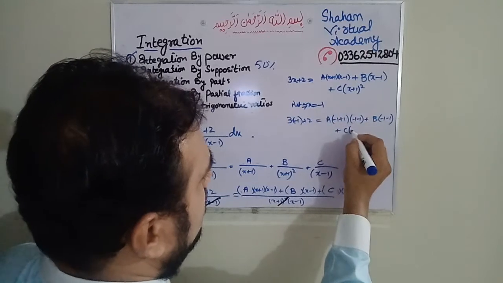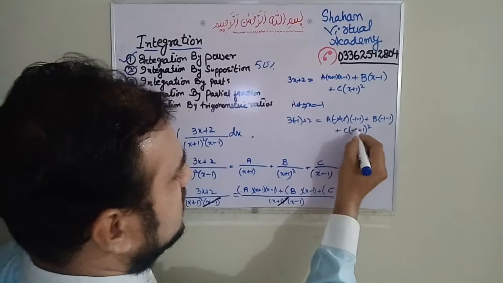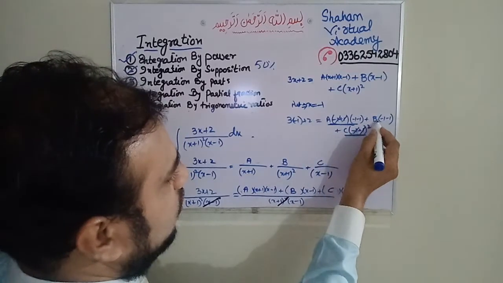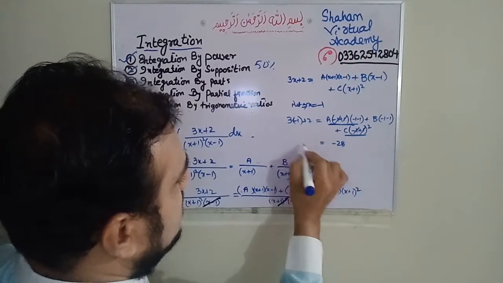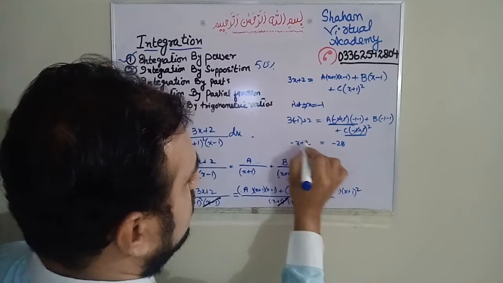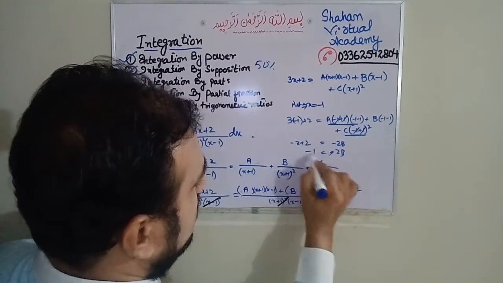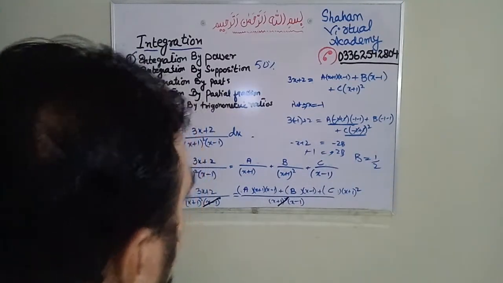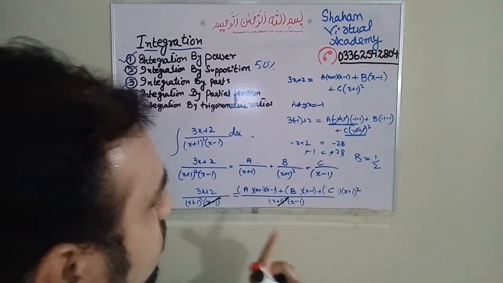c (minus 1 plus 1). With the help of this, we cancel out and the whole term becomes 0. So only minus 2b is left, while it's minus 3 plus 2, so it becomes minus 1. Minus minus cancel each other, so the value of b becomes 1 over 2.